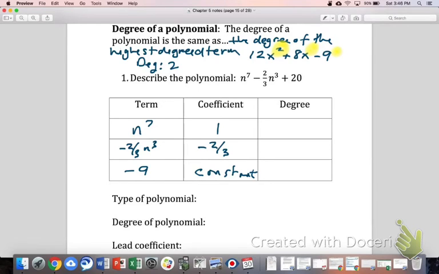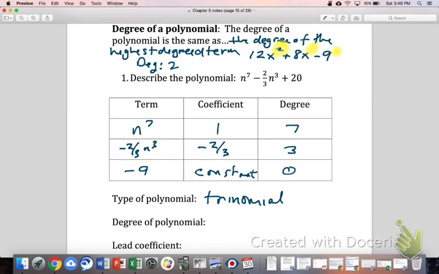Okay, and then lastly, degree. The degree of the first term is 7. The degree of the second term is 3. The degree of the third term is 0. And then, type of polynomial. Well, there's 3 terms, and so this would be a trinomial.